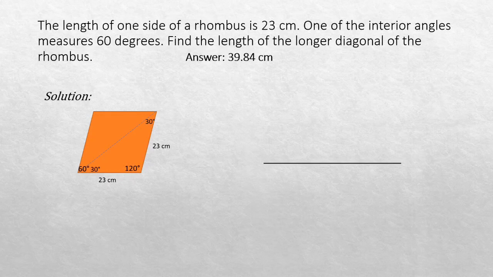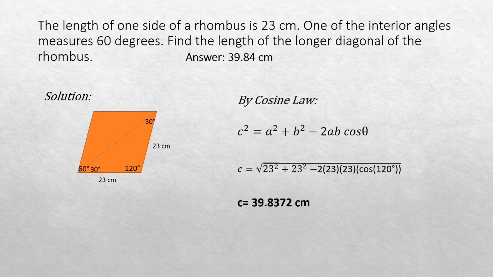So to get this, we must simply use the formula of the cosine law. So by cosine law, which is c squared equals a squared plus b squared minus 2ab cos theta, and substitute the given values, we have a which is 23 centimeters and b also 23 centimeters and a theta of 120 degrees. So we will now get the answer of 39.8372 centimeters, which rounded off to the nearest decimal point is 39.84 centimeters.